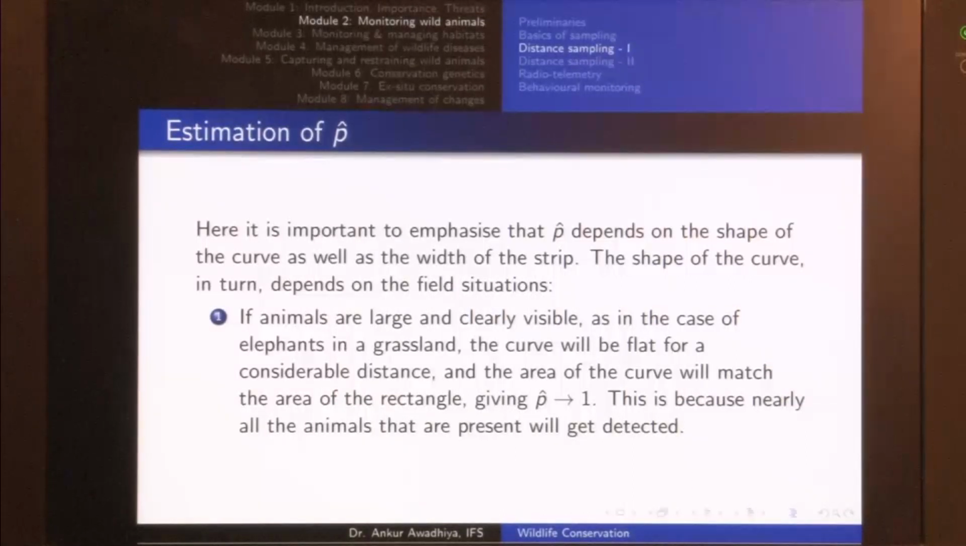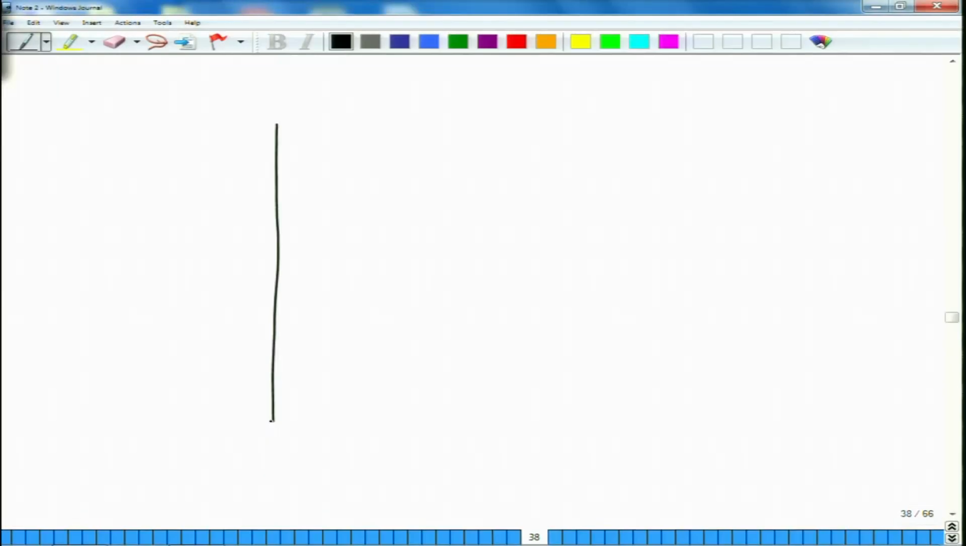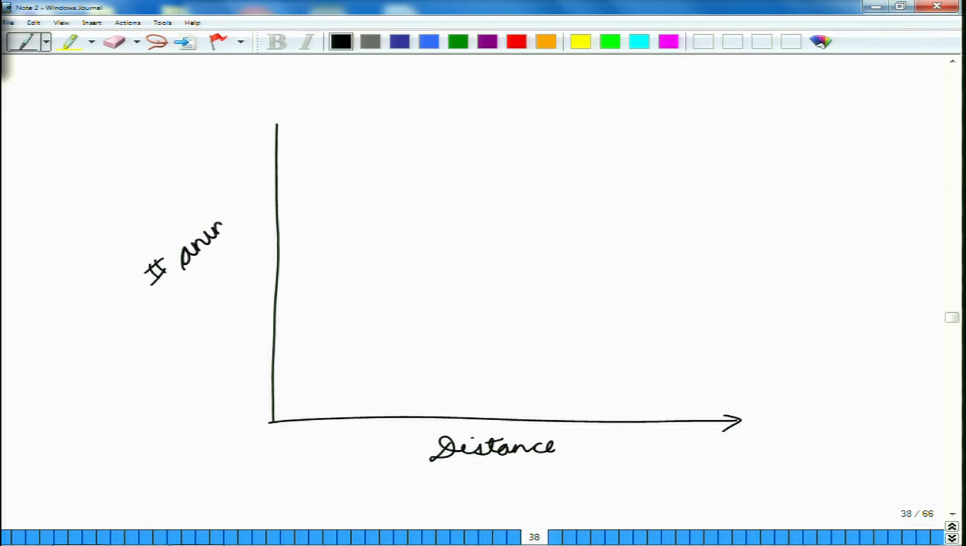So, if the animals are large and clearly visible, as in the case of elephants in a grassland, the curve will be flat for a considerable distance, and the curve will match the area of the rectangle, giving p hat close to 1. What we mean in this case is that when we are plotting distance versus number of animals, we are considering a situation in which we have grasslands for a very large distance and we have large size animals like the elephants.